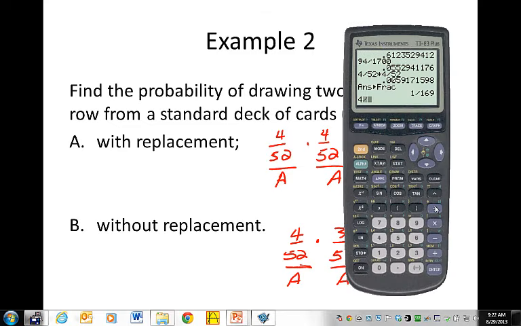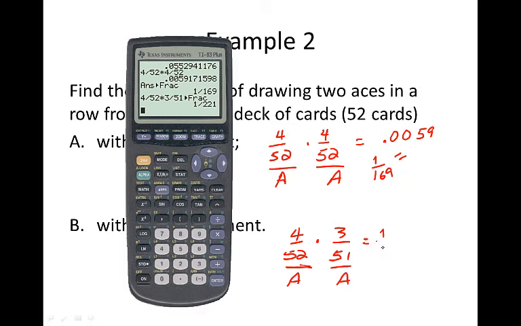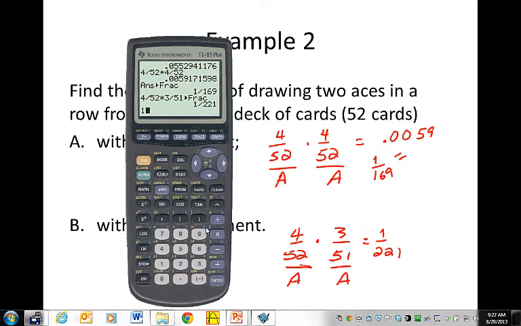So 4 divided by 52 times 3 divided by 51. And we'll go ahead and convert this to a fraction. 1/221. And if you wanted a decimal of that, there's probably a key for that, but I'll just go ahead and say 1 divided by 221. 0.0045.